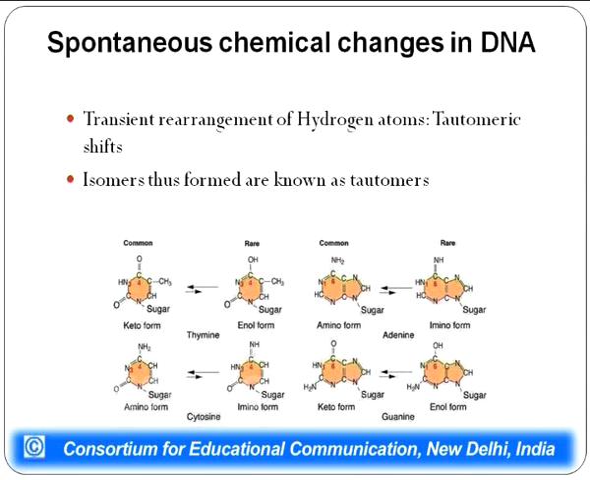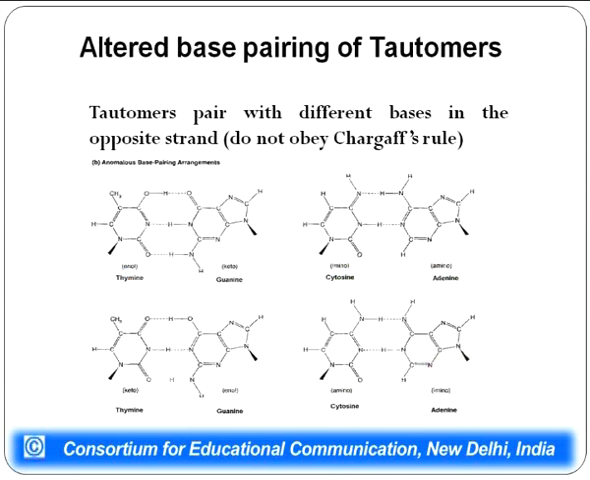For example, if guanine is present in keto form, it will base pair with cytosine, whereas if it is present in enol form, it will not base pair with cytosine. As can be seen in this particular figure, there is altered base pairing of different bases whenever there is a tautomeric shift or the bases are occurring in tautomeric forms, and they do not obey Chargaff's rule that A should pair with T and G should pair with C.